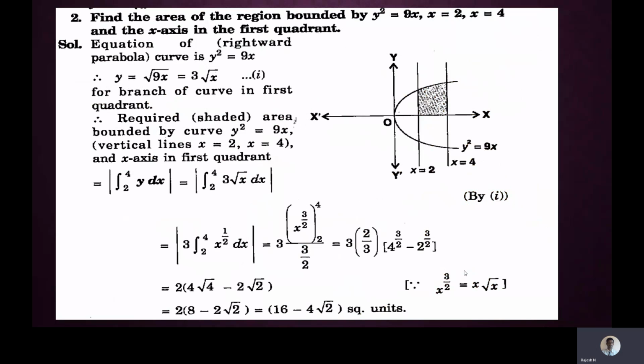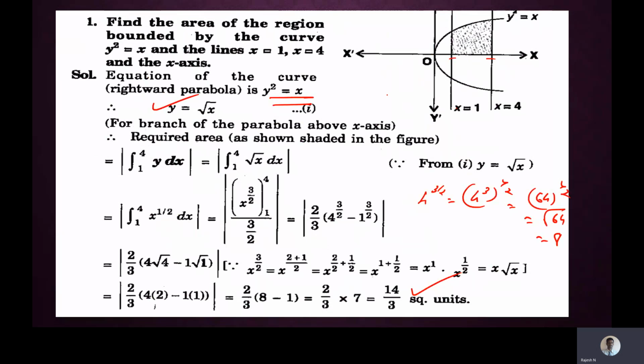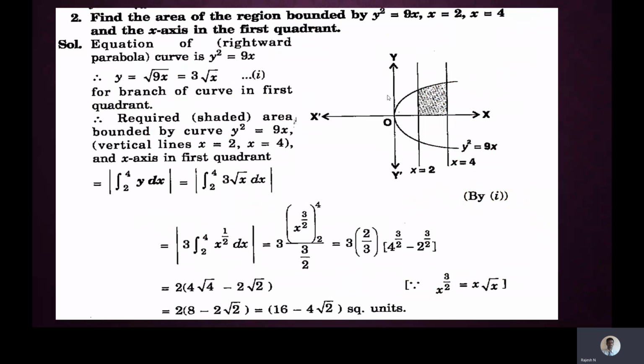Next, find the area of the region bounded by y squared is equal to 9x, x is equal to 4, and the x-axis in the first quadrant. In the previous problem also it was like that only: x is equal to 1, x is equal to 4, y squared is equal to x, and x-axis only. Here also it is in the first quadrant.